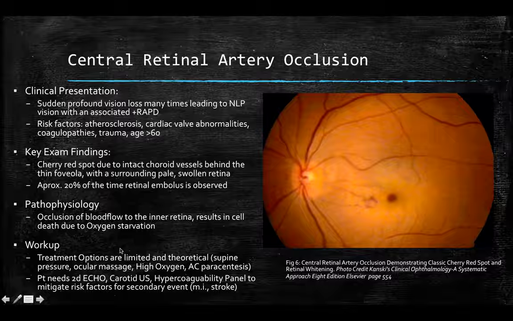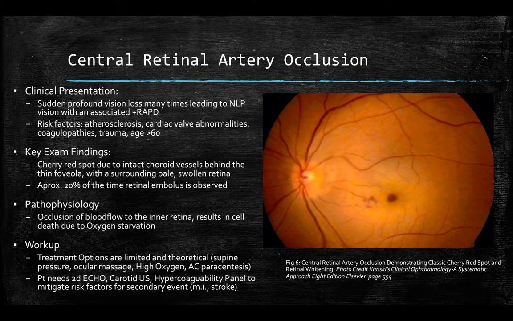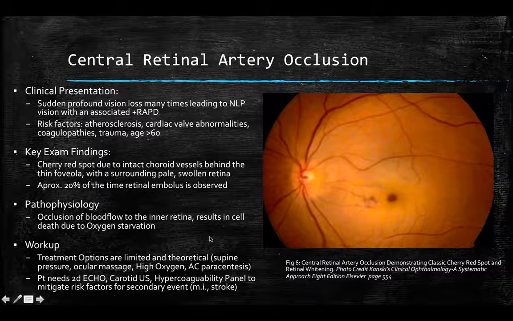In the pathophysiology, we touched base on this briefly. It's the occlusion of blood flow to the inner retina, which results in cell death due to oxygen starvation. So you can kind of think of it similar to how a stroke works in your brain, the retina just being an extension of brain tissue. The workup, what do we do? So our treatment options in central retinal artery occlusion are very limited and theoretical. There's some techniques that people do try.